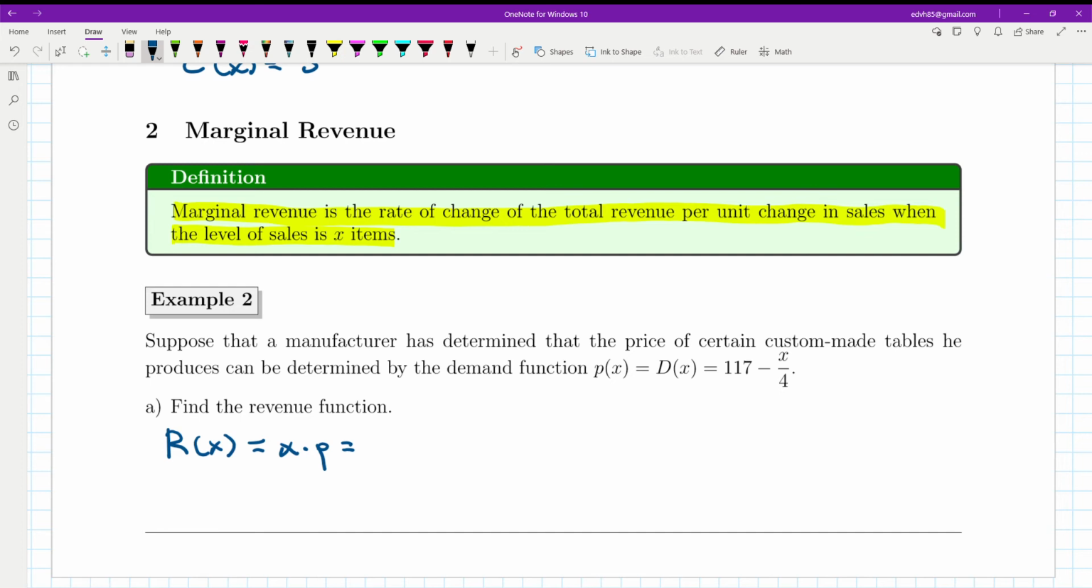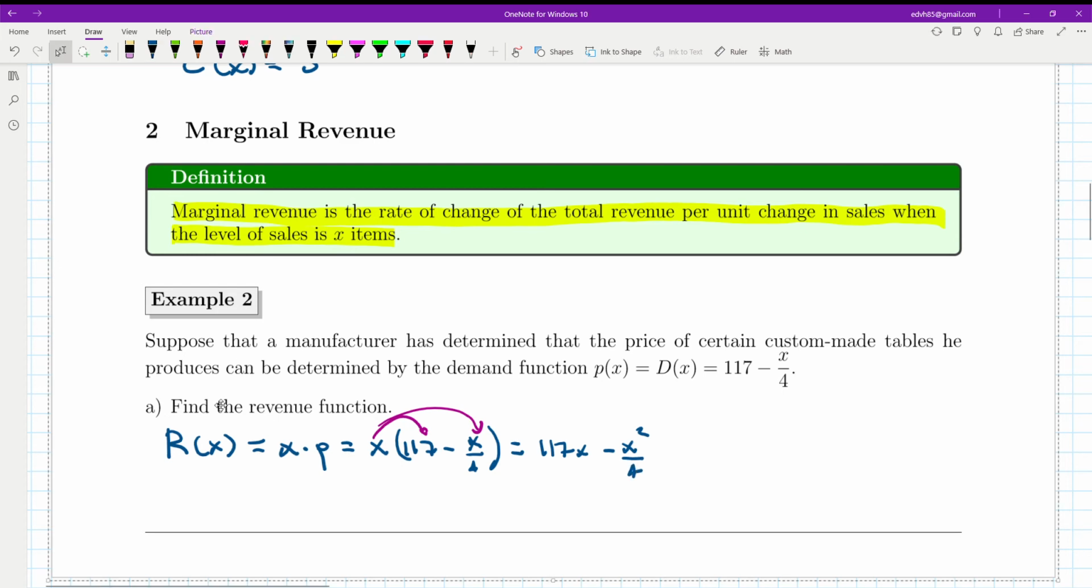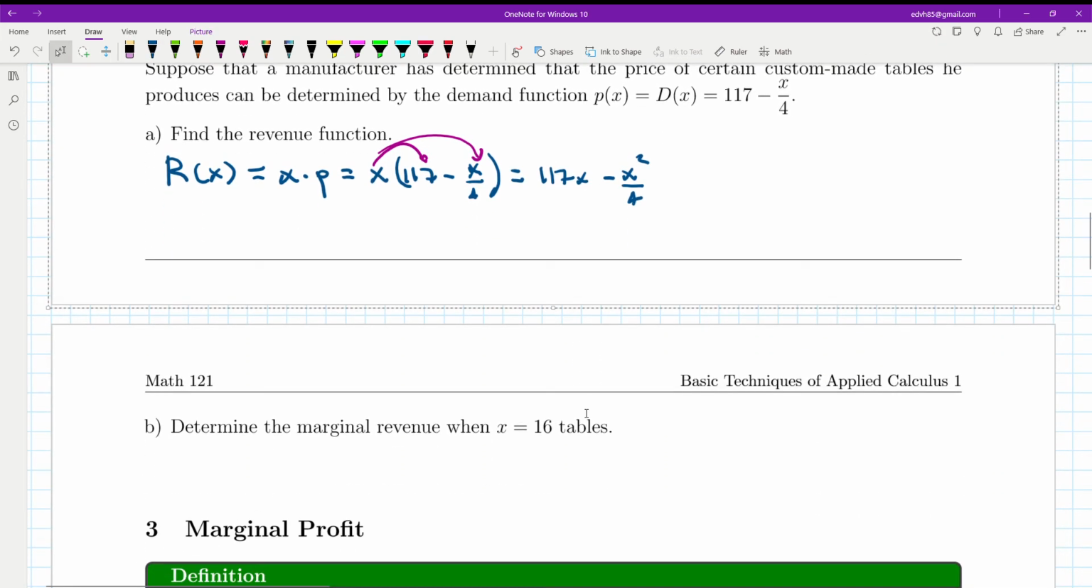Okay, so we multiply x by the price, but in this case the price is variable, where the demand is variable, so that's 117 minus x over 4. Just distribute the x here, and that will give us 117x minus x squared over 4. All right, and that's our revenue function. Now determine the marginal revenue when x equals 16 tables.